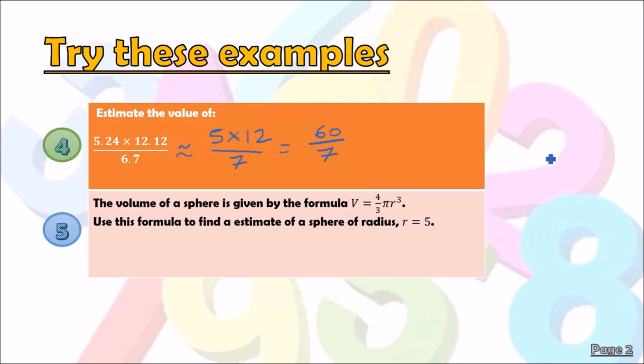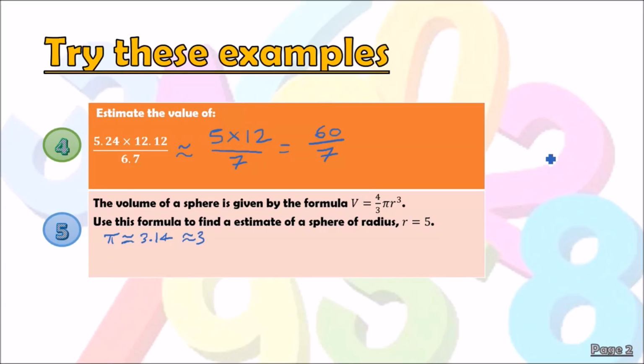The volume of a sphere is given by the formula V equals 4/3 pi r cubed. So this is the formula that we need to know. That'll be given in the exam anyway. Use this formula to find an estimate of the volume of a sphere of radius r equals 5. All right, cool. Let's do this. So once again, we need to know what the value of pi is. Pi on the side, we can say pi is approximately 3.14. Thank God for estimation. We can say this is about 3.